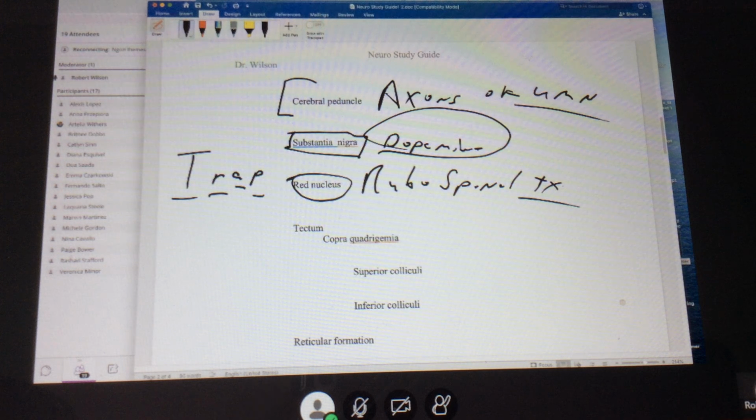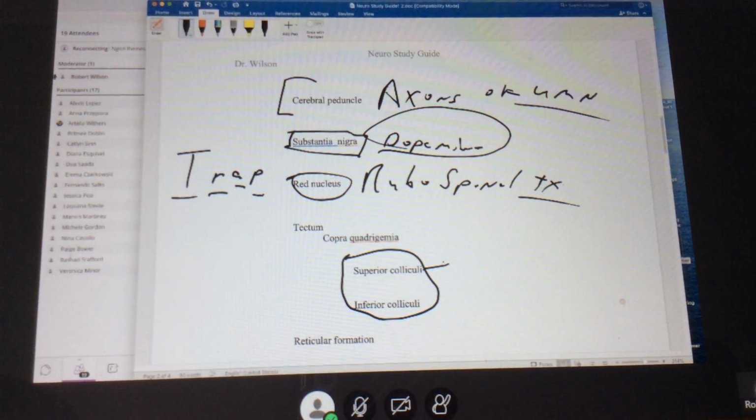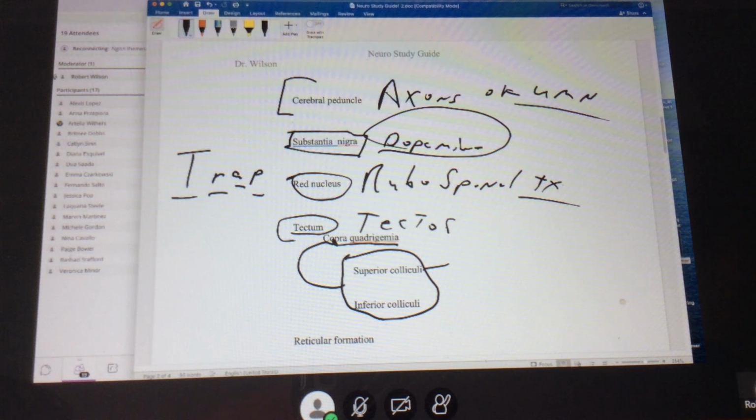So next we have the superior and inferior colliculus. The superior colliculus is for visual; it's a visual reflex center. And then you have the inferior colliculus, which is auditory. Both the superior and inferior make up what's called the corpora quadrigemina, and that makes up the tectum. And this makes up the tectospinal tract. So the tectospinal tract right there.